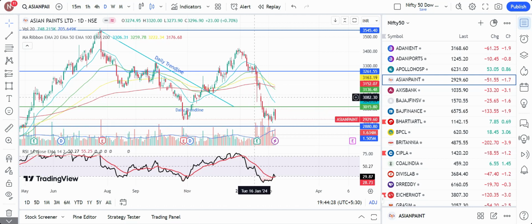So this is in a downtrend, and we see there is resistance here. This is support turned resistance. So let's go to the next stock.